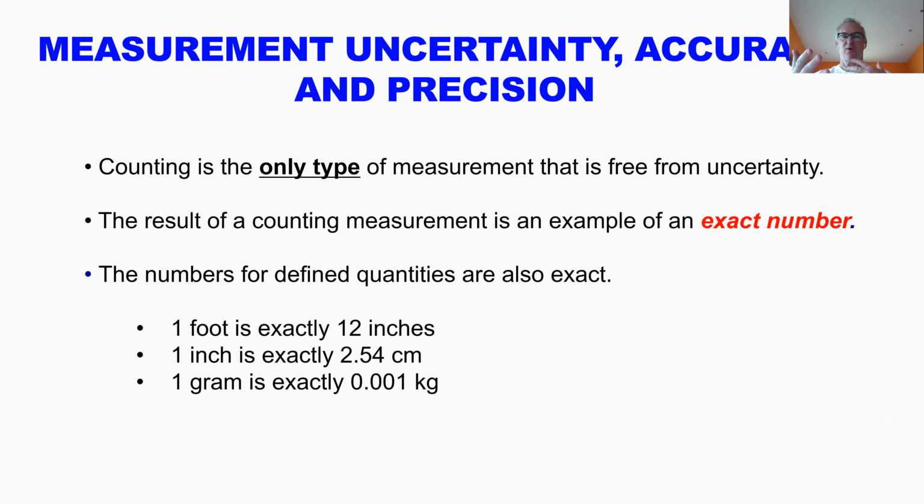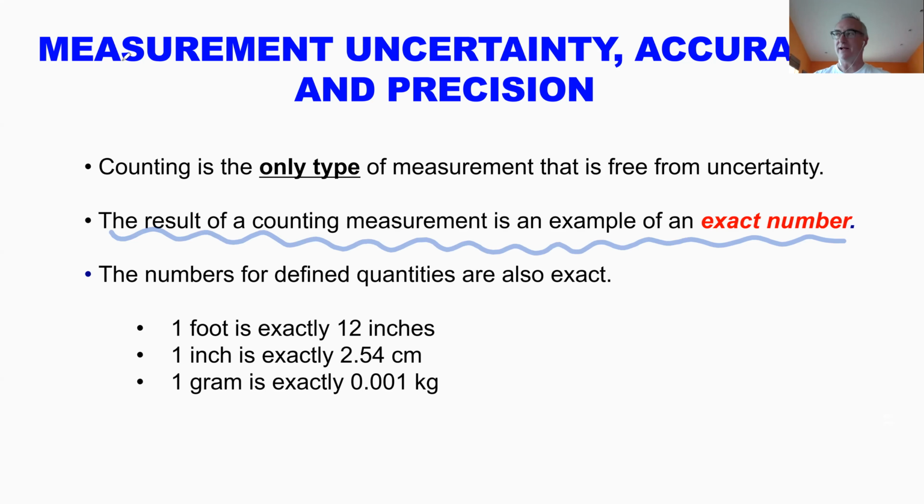So this gets into our uncertainty, and we've been talking about this from the beginning too. One point I want to make very quickly, I sort of made it before, is that counting is different from measuring. It's the only one that doesn't have any uncertainty in it. If I'm a sheep herder and I'm counting my sheep, I know exactly how many there are. I should know exactly how many I have.